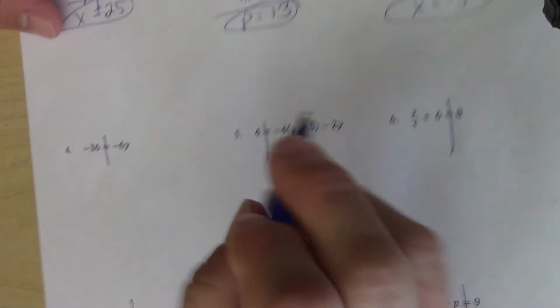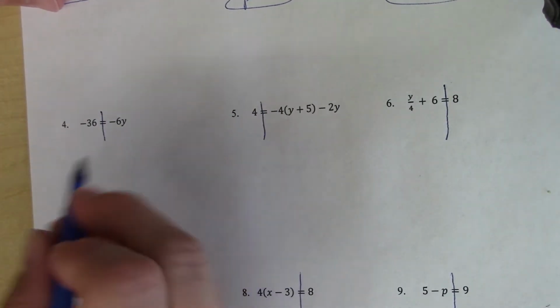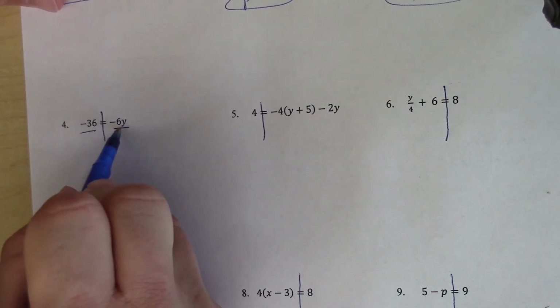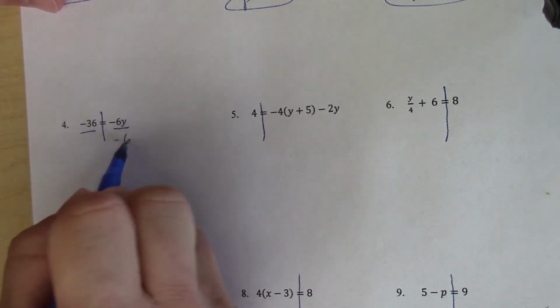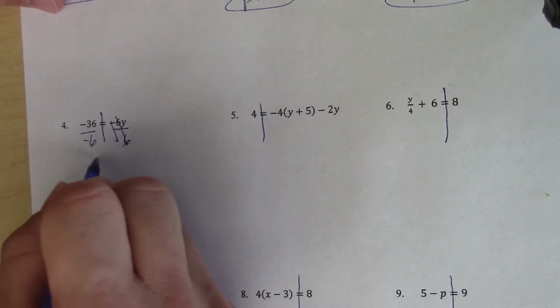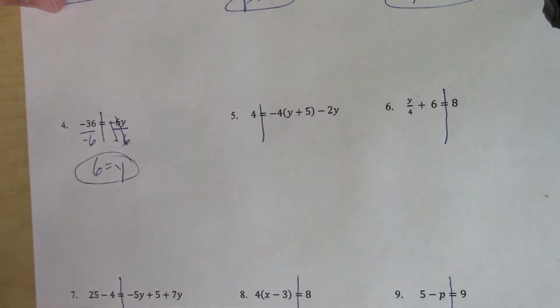Okay? So similarly on number 4, it's already simplified for us, so I go right into divide mode, and it's always by the number that is attached to the letter. And I divide that into my calculator. You can use calculators here, of course, and you get 6 equals y.